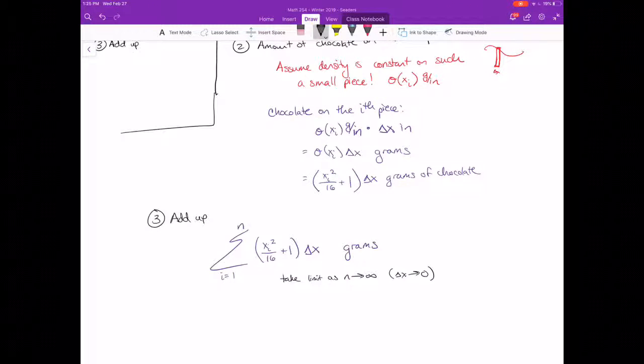This is a Riemann sum, so I get a definite integral. The integral of x squared over 16 plus 1, my delta x, well, as it goes to 0, I call it dx. And I don't want to leave the dx off of my integrals anymore because it's going to matter a lot in this class. So I'm adding up each of these little grams of chocolate for each piece, and I do that from 0 to 3, and that will give me the total amount of chocolate.